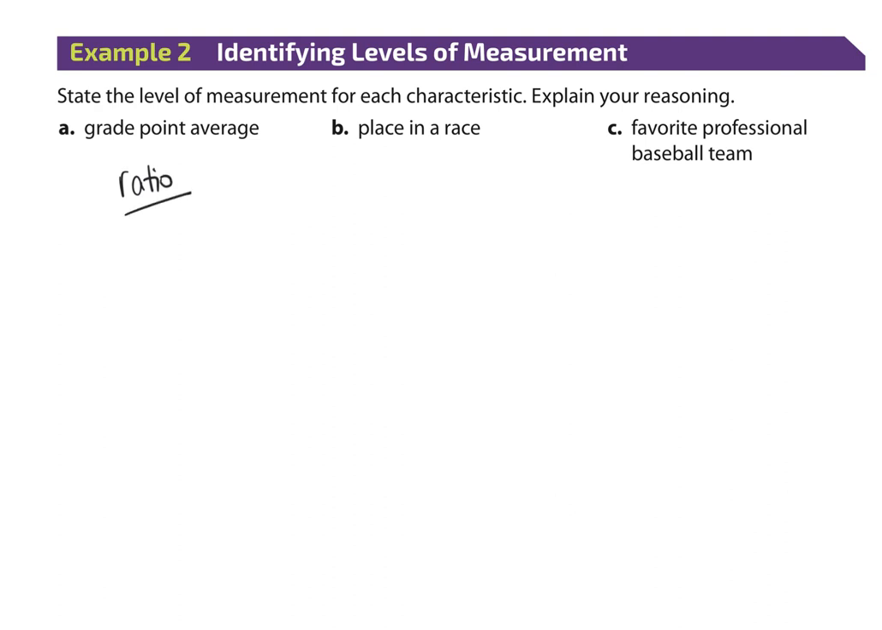Place in a race. That would be ordinal. This is going to be ordinal. So it is ordered, and that's how I kind of think about it. However, it is not intervaled. Like, there is no set intervals between first, second, and third when you're in a race. It's just what it is.